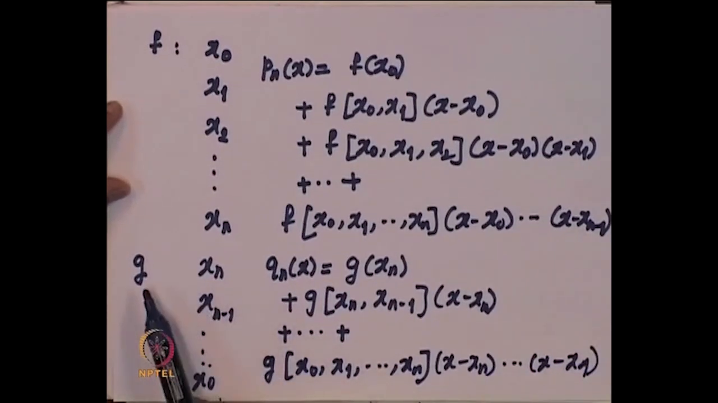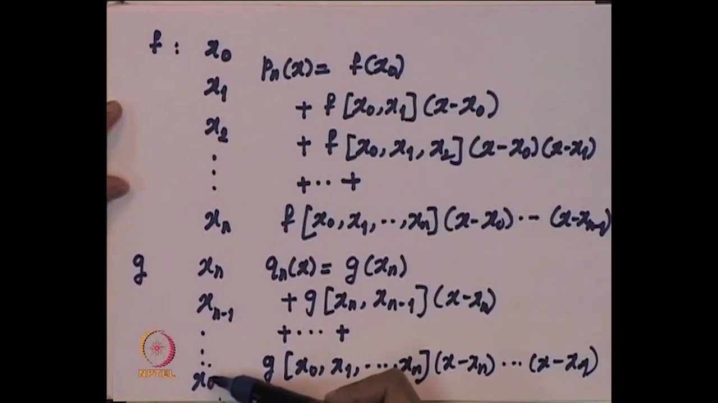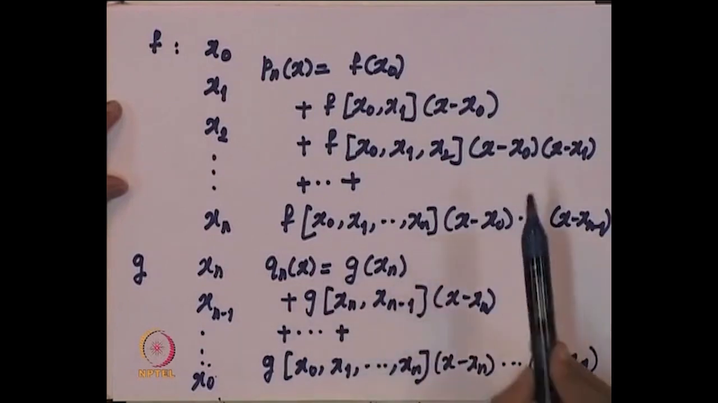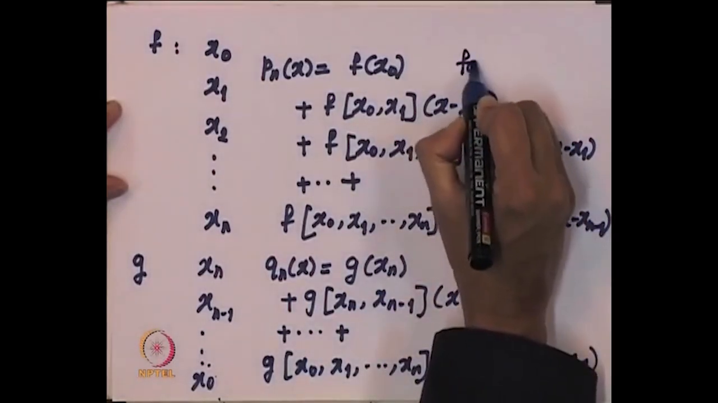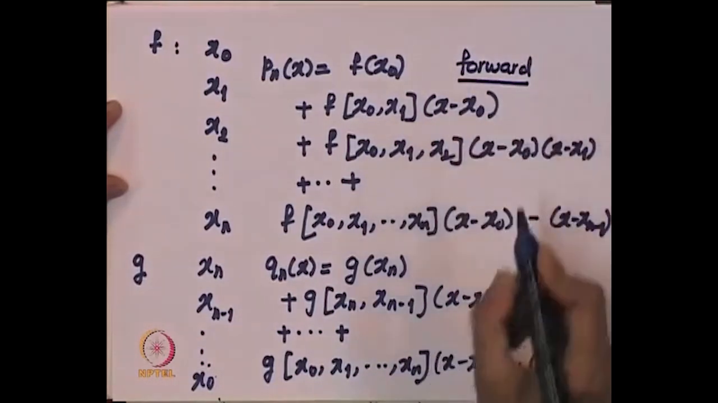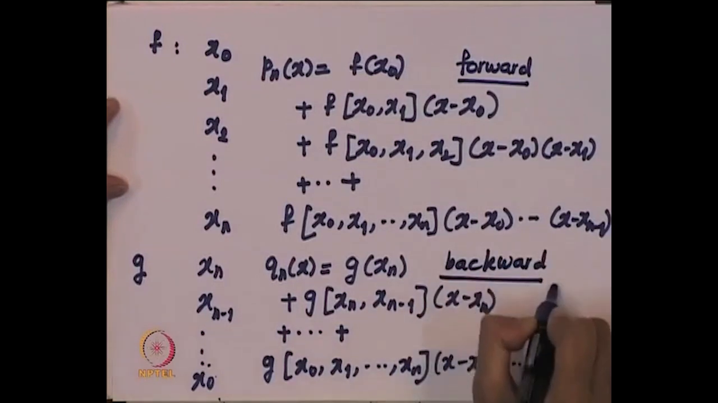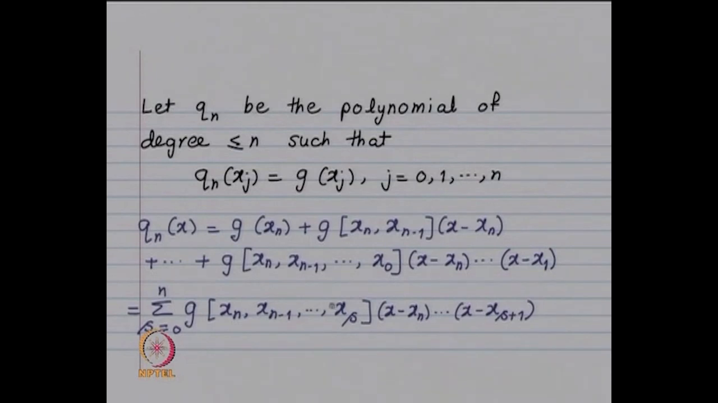I could have written q_n with the points taken in the order x_0, x_1, ..., x_n. It is the same polynomial. It is just that here I am using the forward formula and here I am using the backward formula. So, we have q_n(x) equal to the summation, s going from 0 to n, of g[x_n, x_{n-1}, ..., x_s] multiplied by (x - x_n) and then you go up to (x - x_{s+1}).